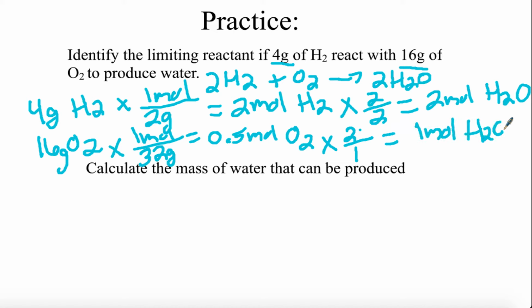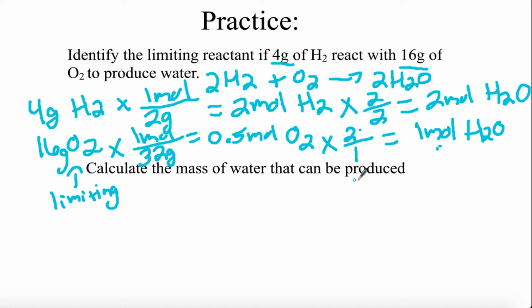So my 4 grams of hydrogen can produce 2 moles of water, while 16 grams of oxygen can only make 1 mole of water. Clearly 1 is less than 2, so oxygen here is my limiting reactant, because I'm limited to just 1 mole of water. I cannot make any more than this 1 mole because I have to run out of oxygen.